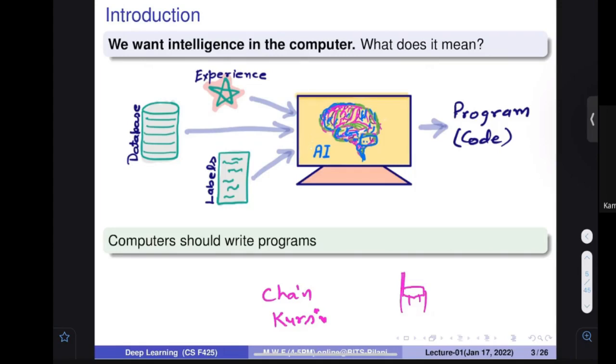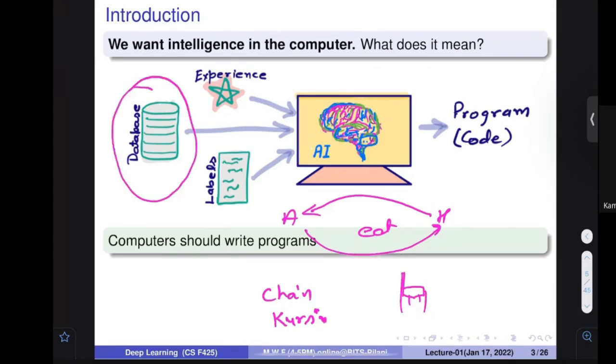We also have some experience of how things interact. For example, if there is an apple and a human, the human eats the apple; the apple cannot eat the human. So there is a relationship, for example, eat. So it is about how the labels interact, what the experience between them is, and then the database of those interactions. Using these things, we develop our understanding of the world.